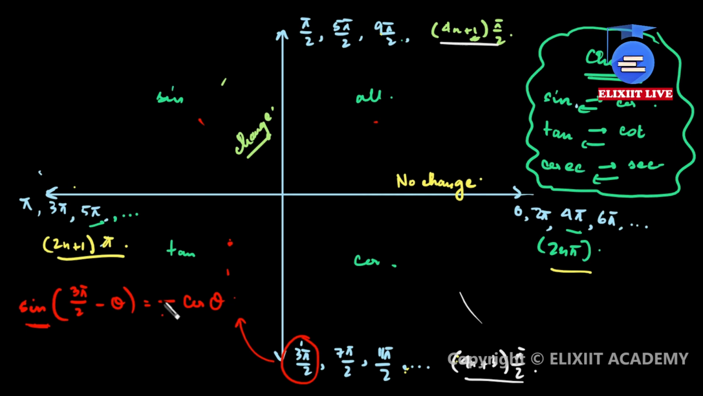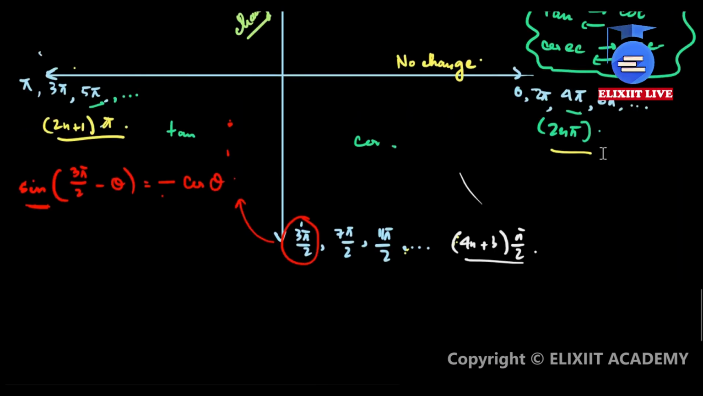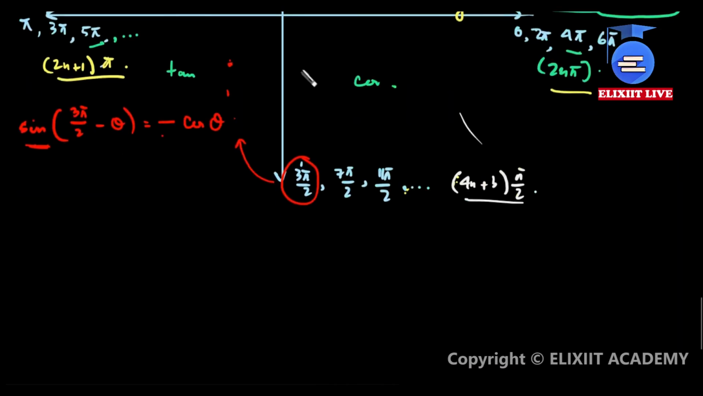Simple. Now once again, let's take one more example. I hope this much is clear to you. Simple idea. Let's say, for instance, you are asked to find out tan 47 pi by 2 minus theta. Now how will you figure it out?